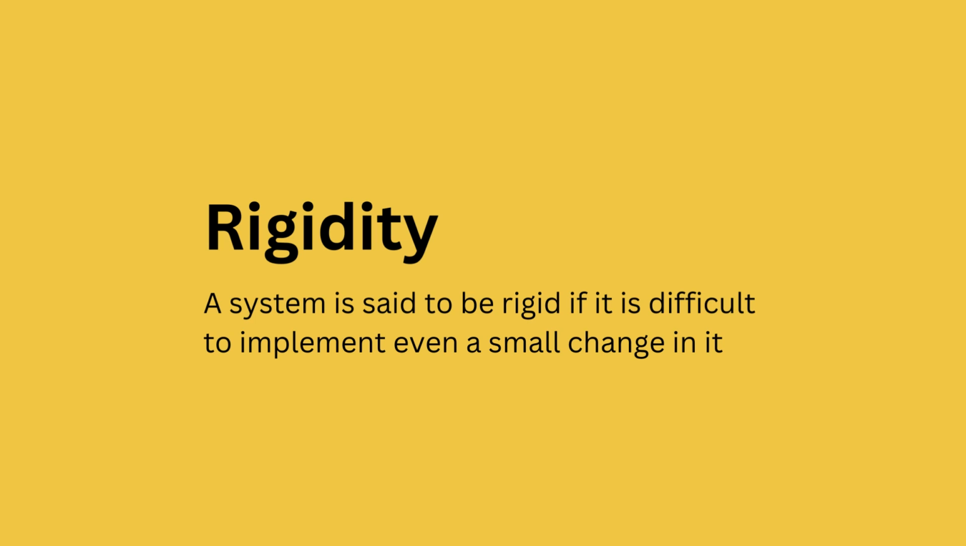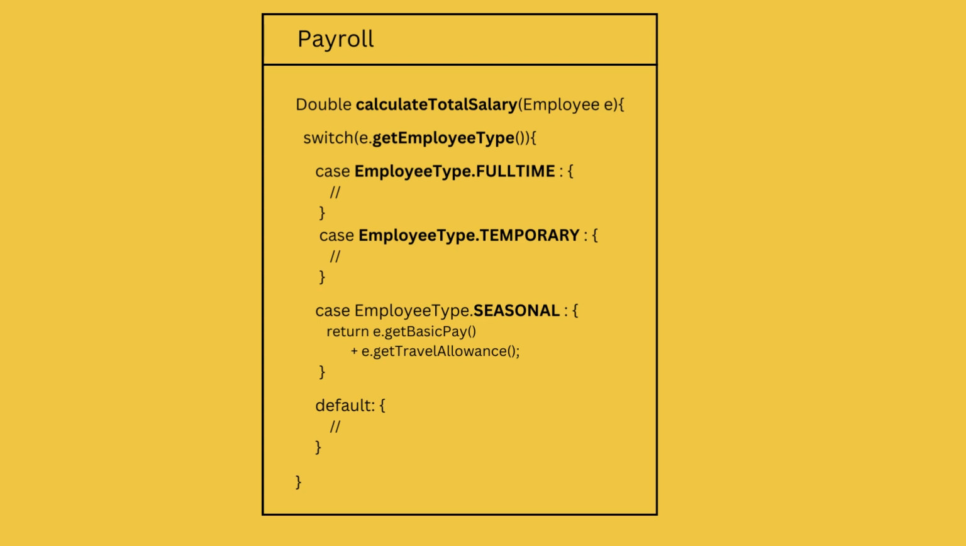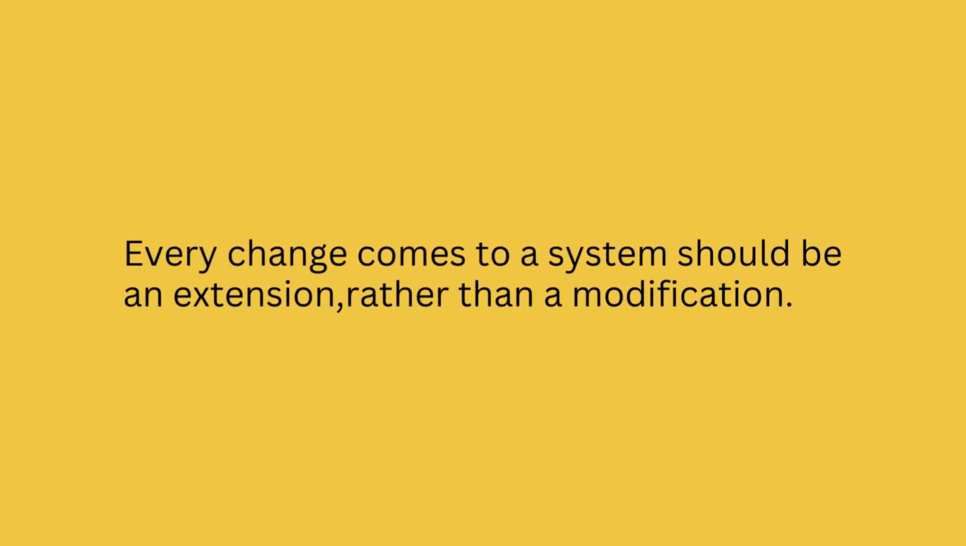Okay, now let's go back to our discussion on open close principle. So our class would require modification every time a new employee type is added to the system. Open close principle states that every change that comes to our system should be an extension rather than modification. Or in other words, for every change that comes to a system, we should be writing a new class or a new standalone function for that matter, rather than modifying existing functions.